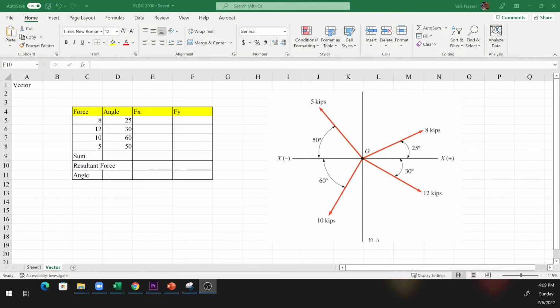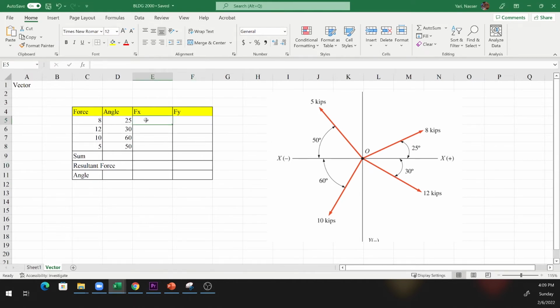All right, we're going to use Excel, do the same problem and see how we're going to do that. What I have done, I made a heading of force, angle, then F of x and F of y of each component, and I put down the force, which was 8, 12, 10, and 5, just like we have in a diagram right there, and then put the angle between them.